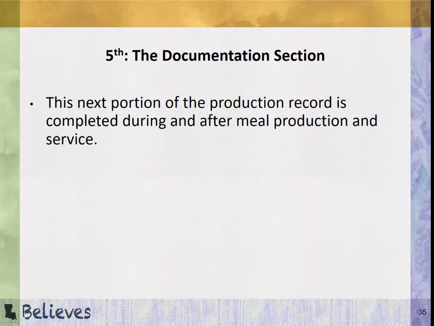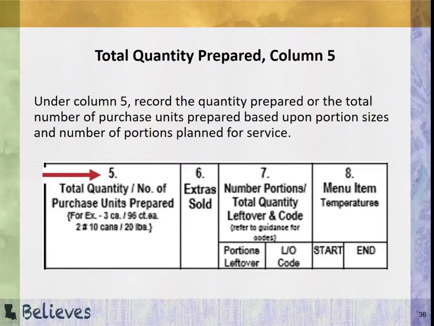For the 5th section, which is the documentation section, we will discuss what is completed during meal production and service. This documentation section continues until after meal service is complete. Under column 5, record the quantity prepared or the total number of purchased units prepared based upon portion sizes and the number of portions planned for service.